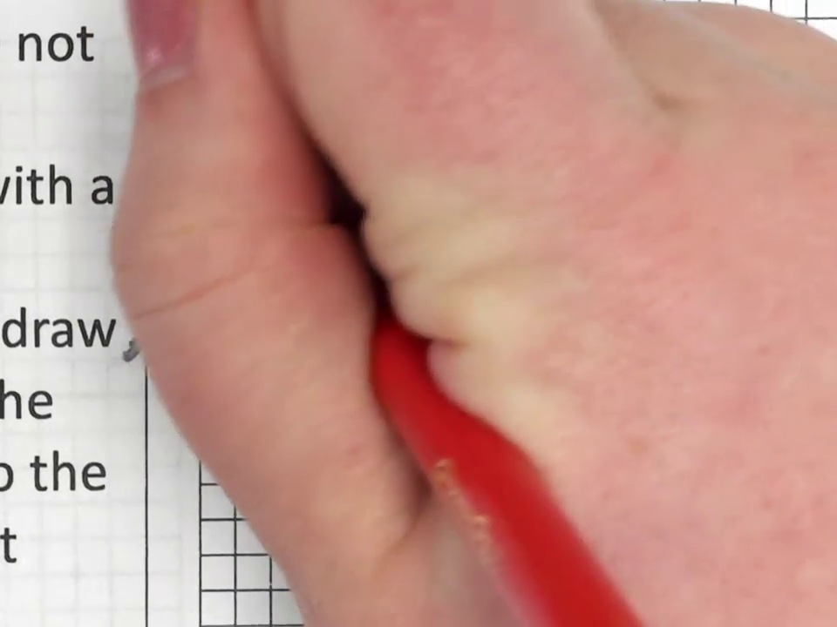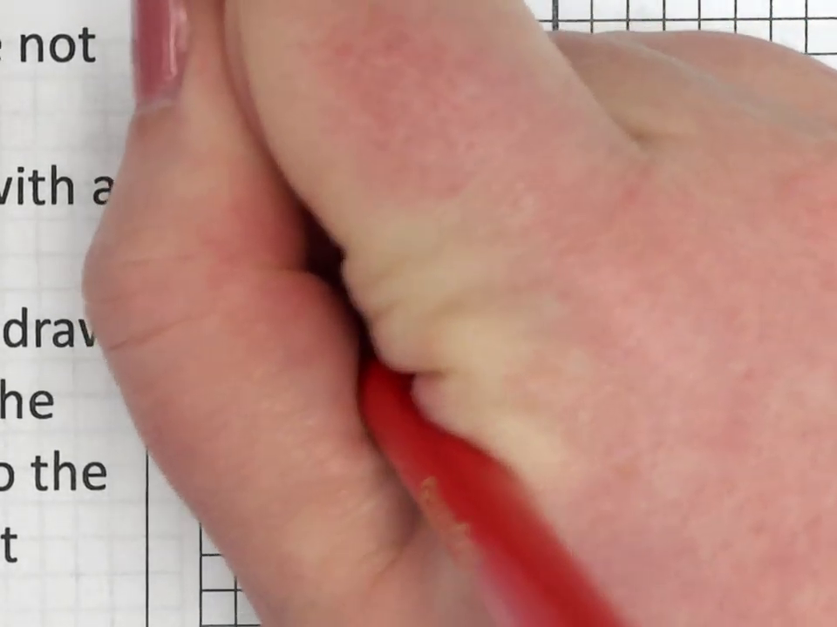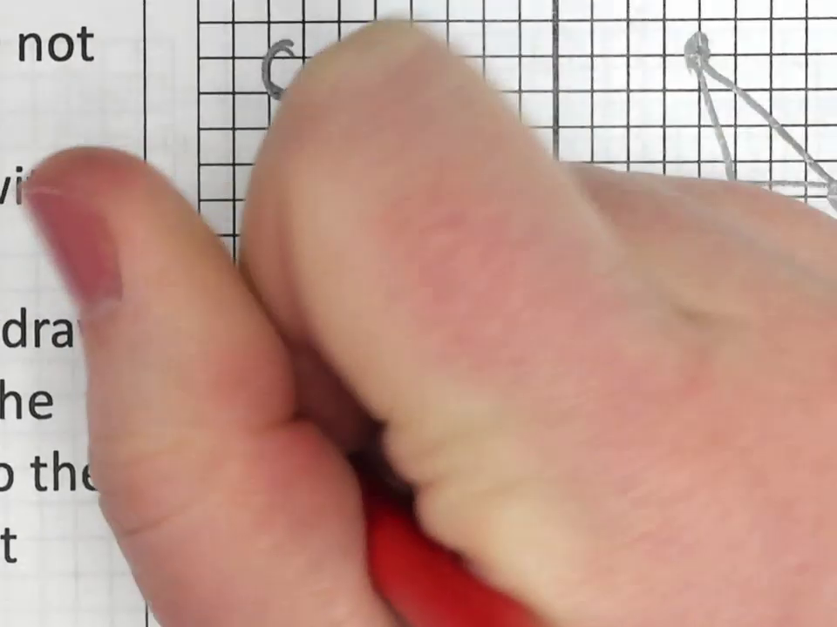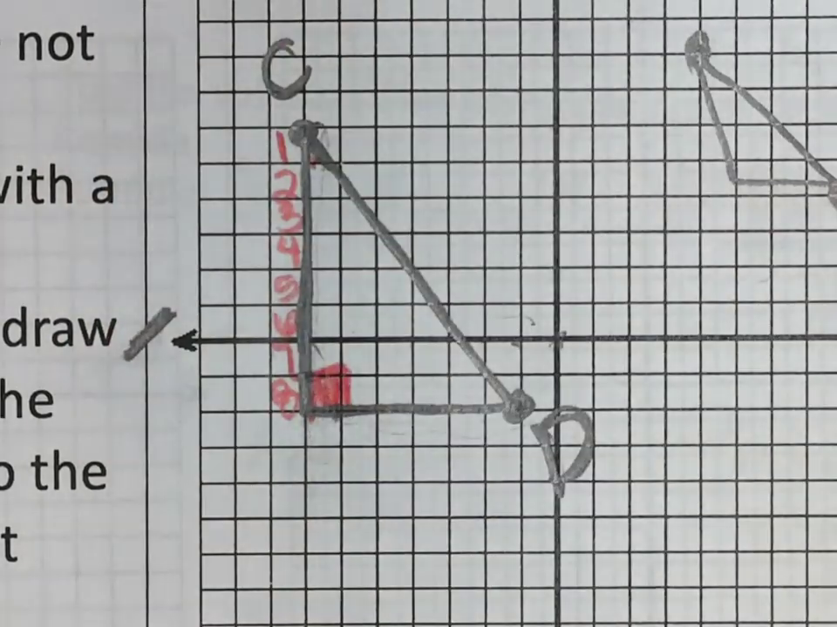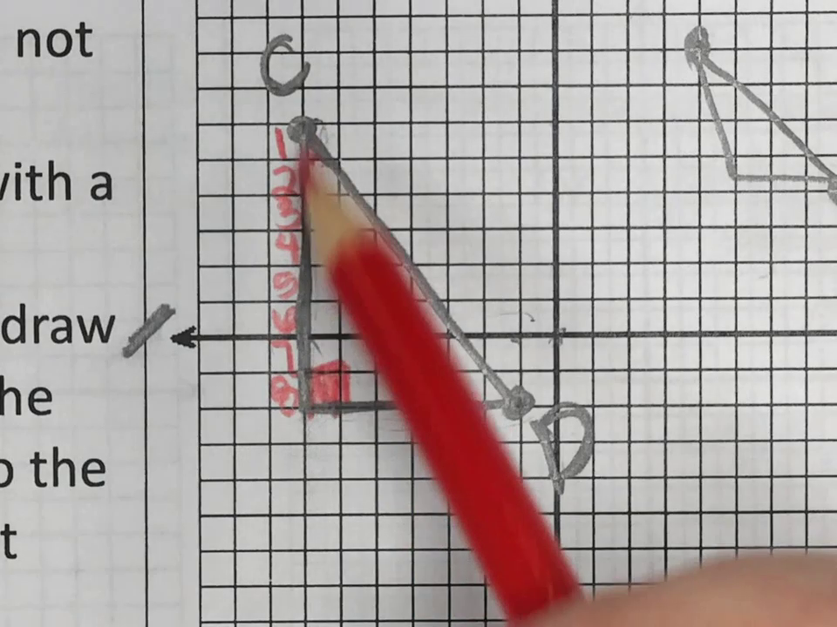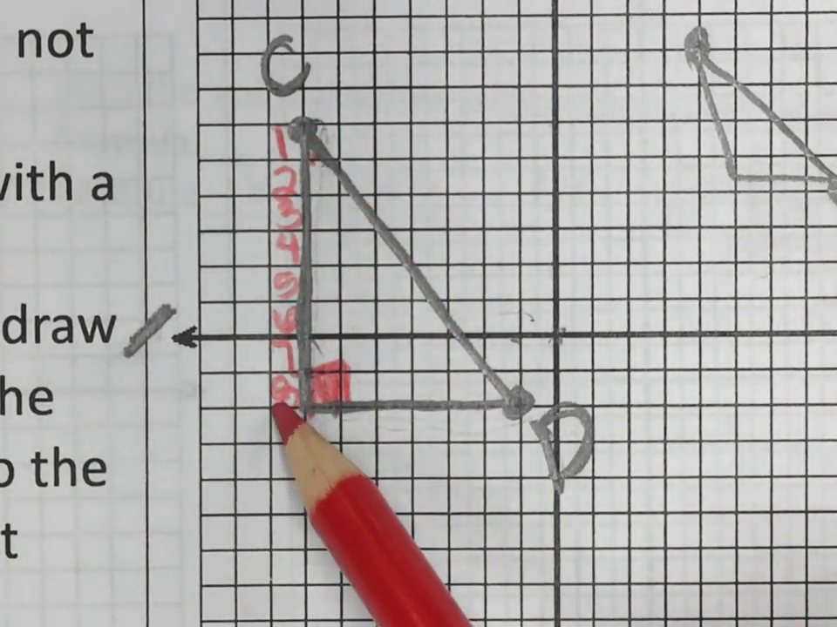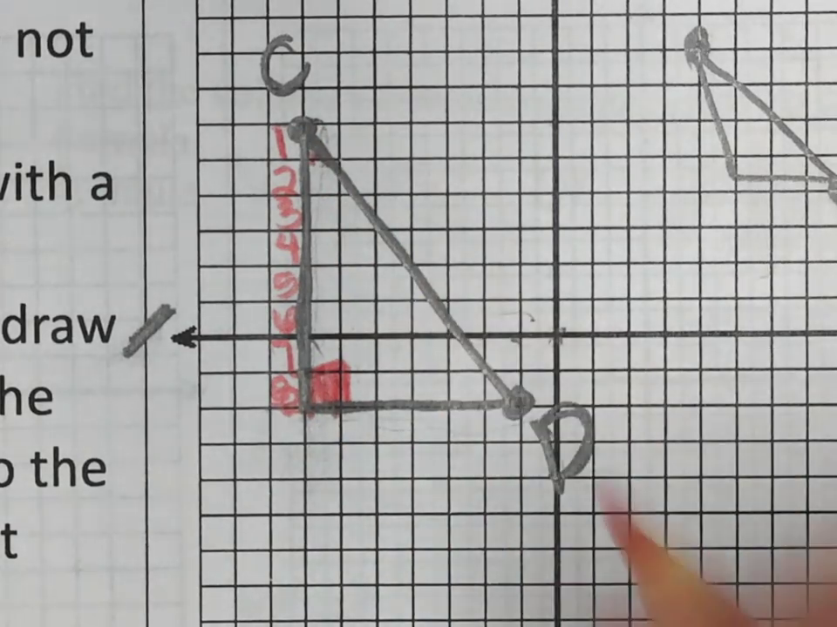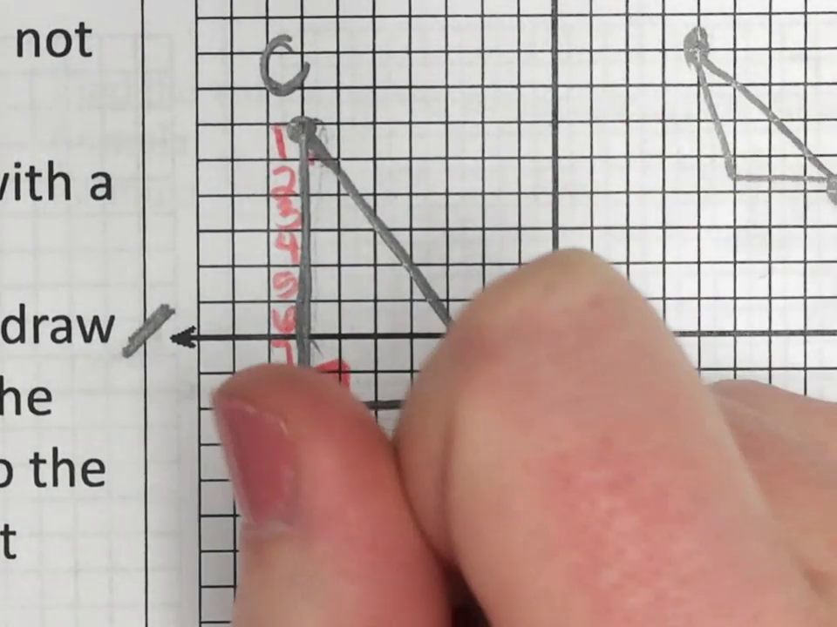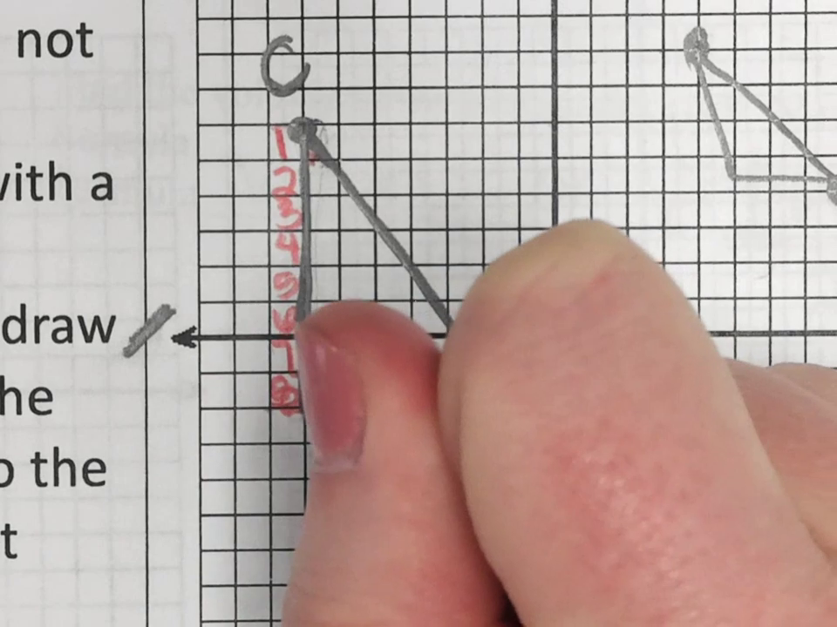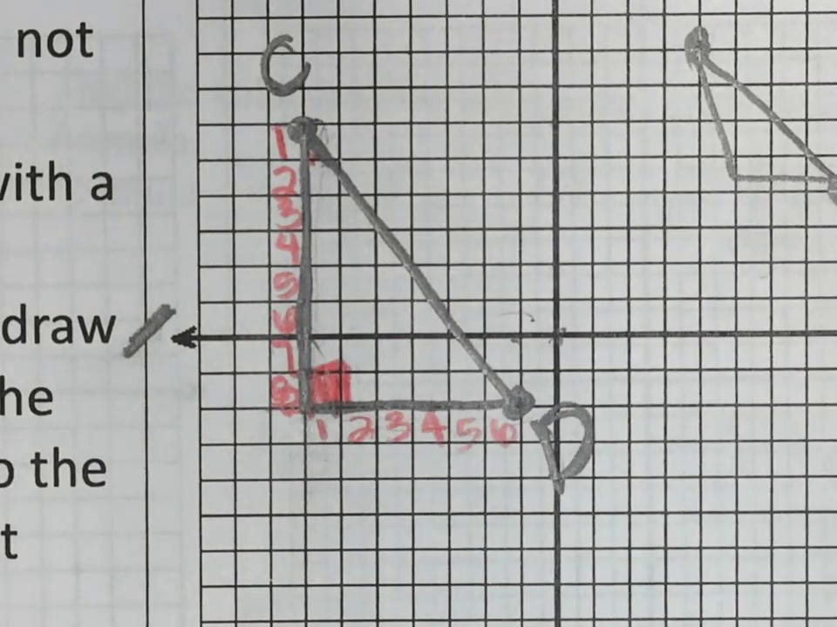So I'm going to actually number them. 1, 2, 3, 4, 5, 6, 7, 8. So this is 8 boxes high. And I started from the top and worked my way down to the bottom. And I can also count this bottom line. 1, 2, 3, 4, 5, 6.